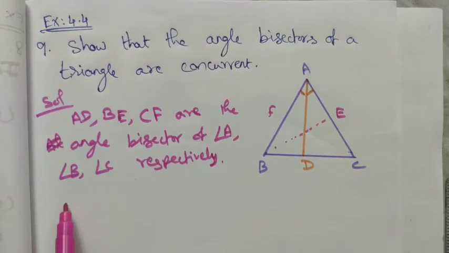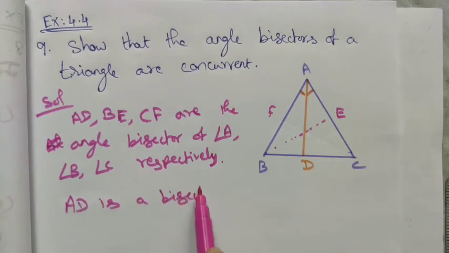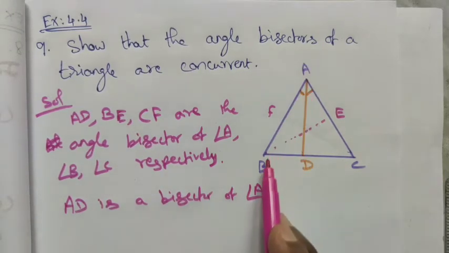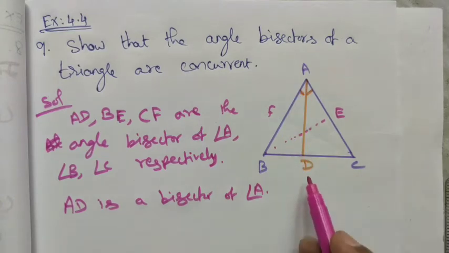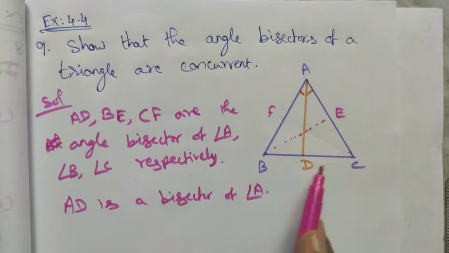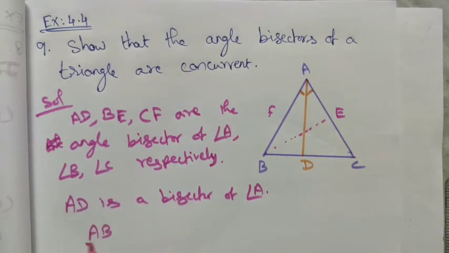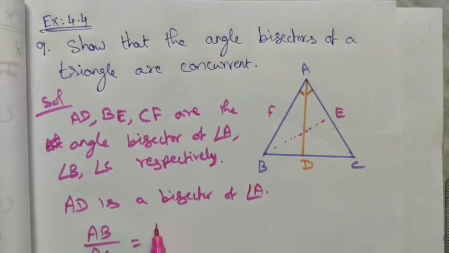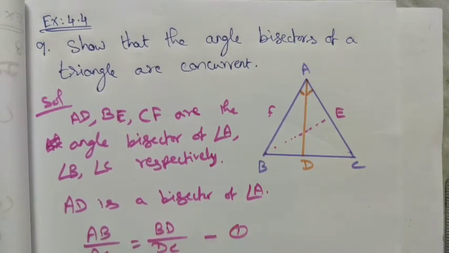Now see here, AD is a bisector of angle A. Here we have the angle bisector theorem. AD is the angle bisector, which means we have the formula AB divided by AC is equal to BD divided by DC. Let me take it as equation number 1.